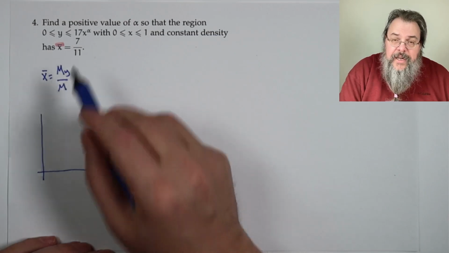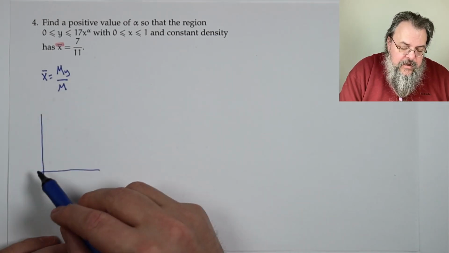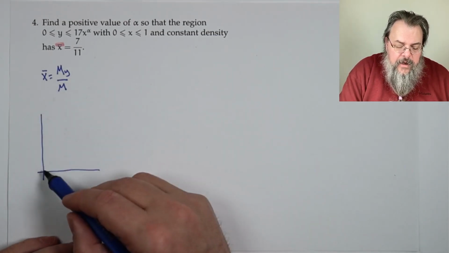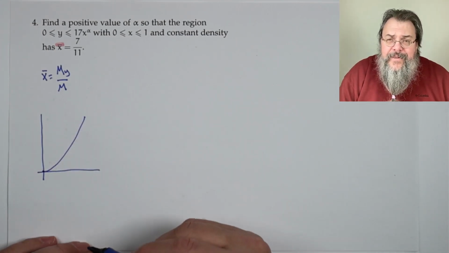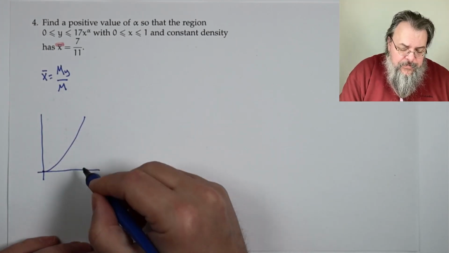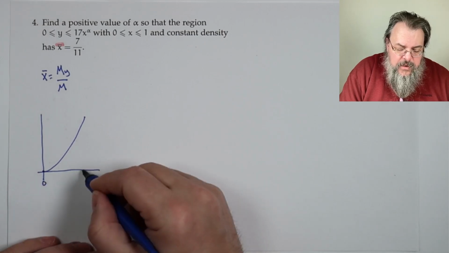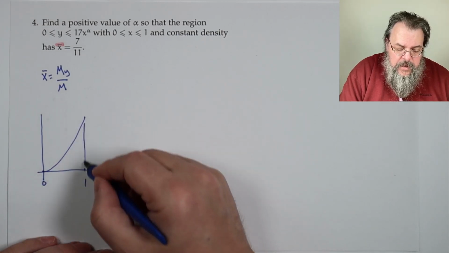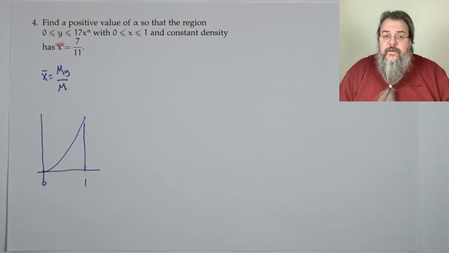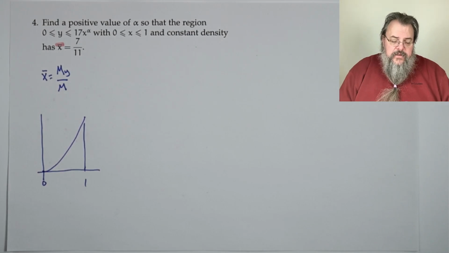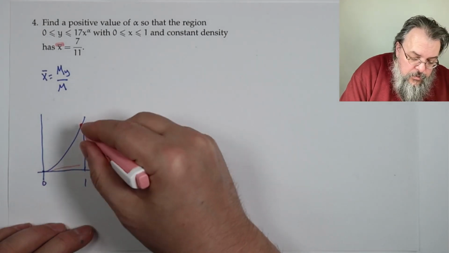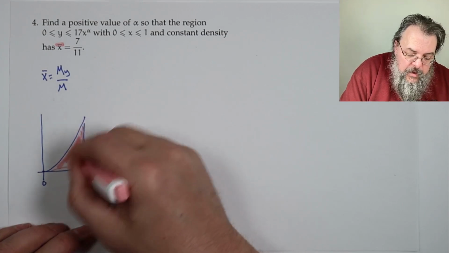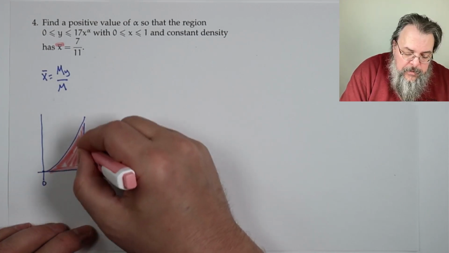And we have 17x to the alpha. At x equals 0, it's 0, and then it goes up. I don't know exactly, so let's just pretend it's this. We don't have to be exact. We just need enough to get some intuition. So we're going from 0 up to 1, and that's our region. Okay, so here's our region. I'll shade it in. All right, there we are.